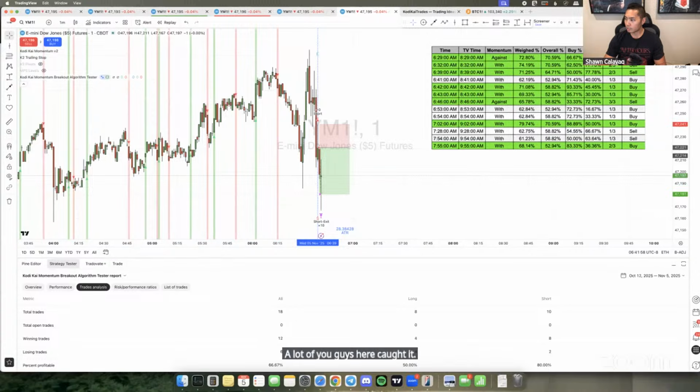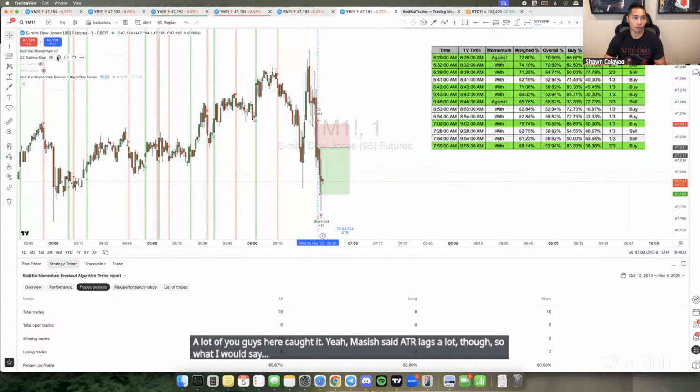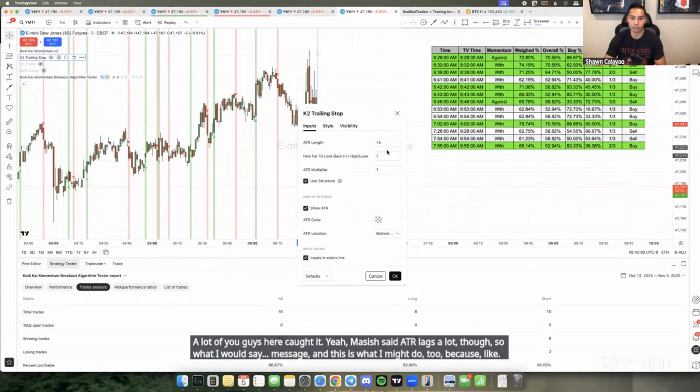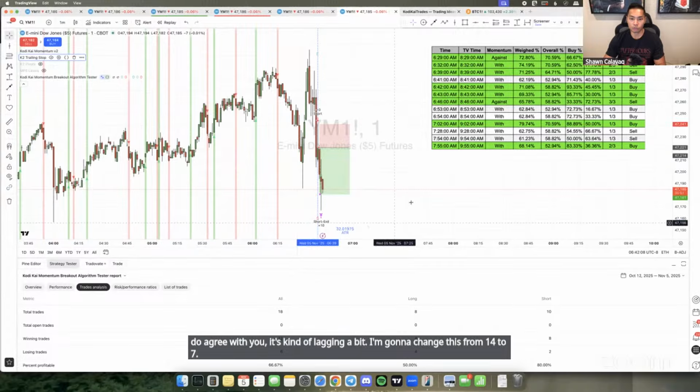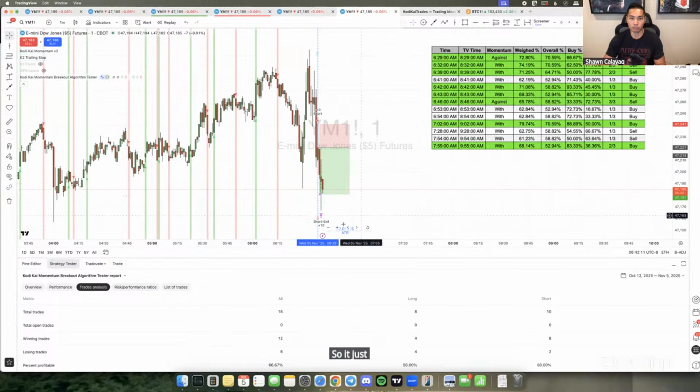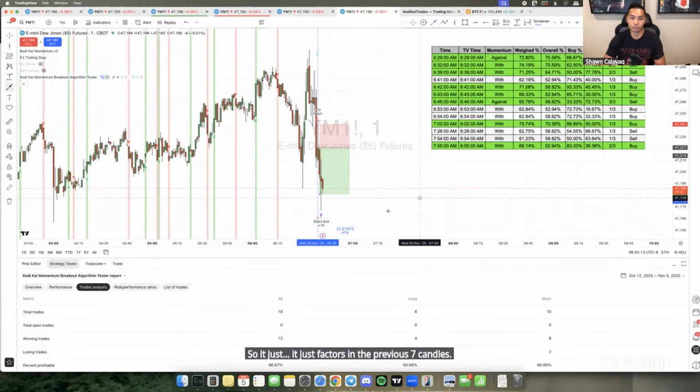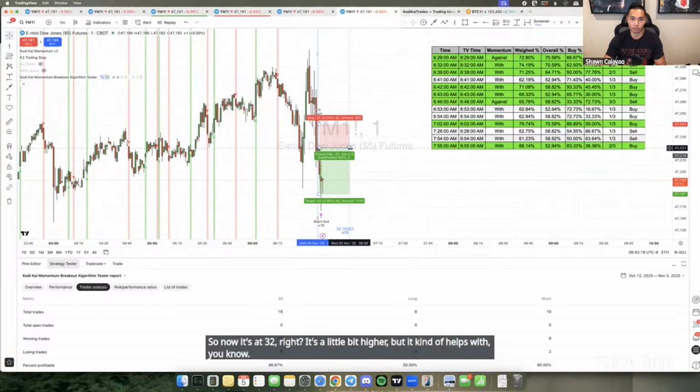Masij said ATR lags a lot though. So what I would say, Masij, and this is what I might do too, because I do agree with you, it's kind of lagging a bit, I'm going to change this from 14 to 7, so it just factors in the previous 7 candles. Now it's at 32. It's a little bit higher, but it helps with what's happening right now. Great work, guys, on catching that trade right there.